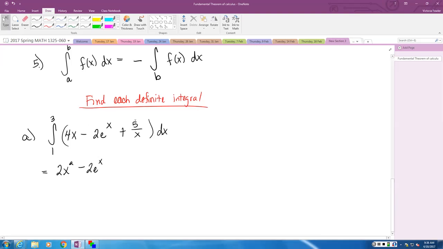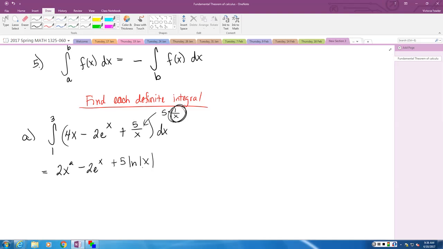What about this last term, 5 over x? So it's 5 times 1 over x. The 5 is going to hang out. Should I know the antiderivative of 1 over x? Natural log of the absolute value of x. Good. And if this had been in the previous sections, I would go, okay, plus my constant, right?